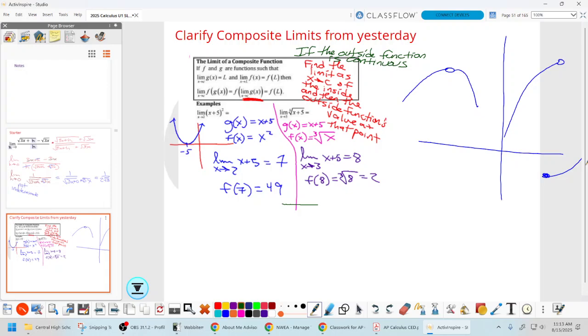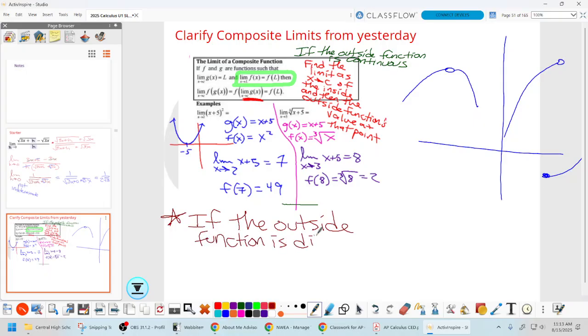So that's an important, and sorry again about glossing over that with you yesterday, but that's an important piece of this composite limits. So to fix that and to explain the AP problem, I want us to write some notes wherever you want to put them. I'm going to put them here. If the outside function is discontinuous, let's just make it super clear.